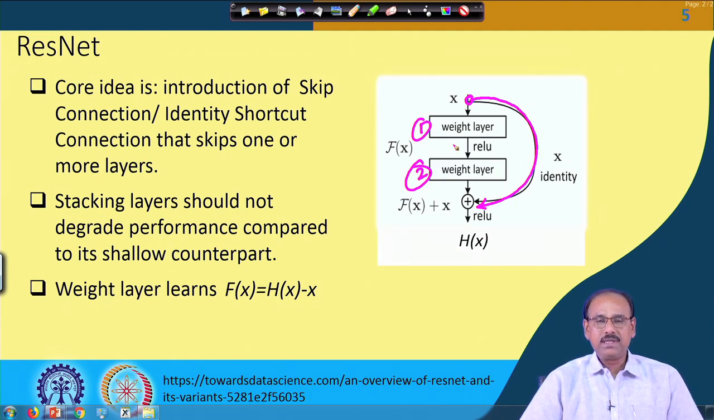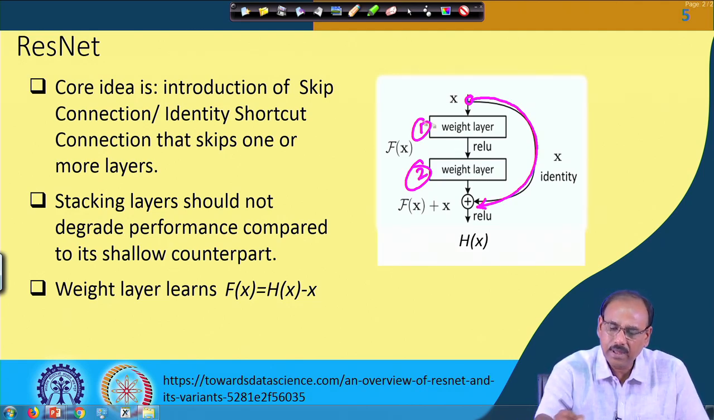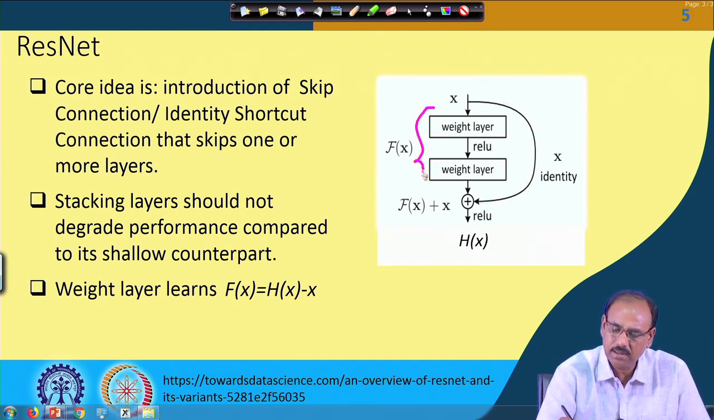And while doing so, why is it called ResNet? If you look at these two layers over here, what do these layers learn?